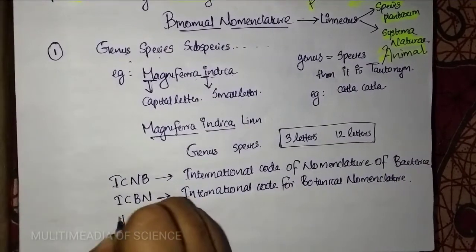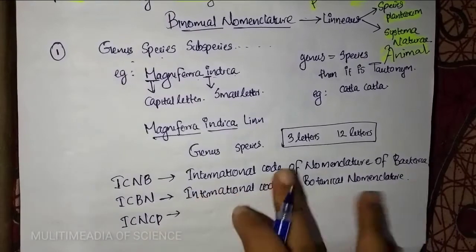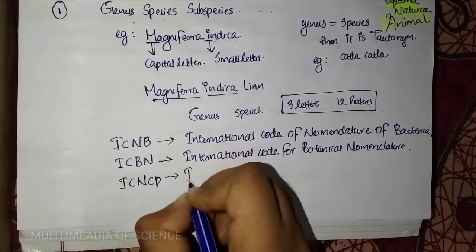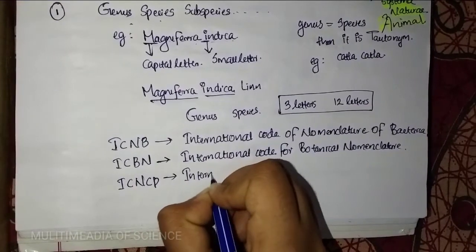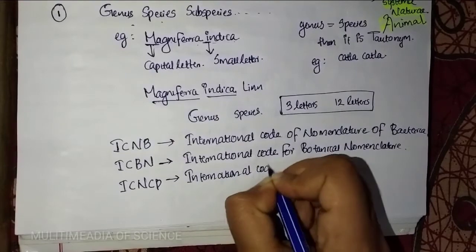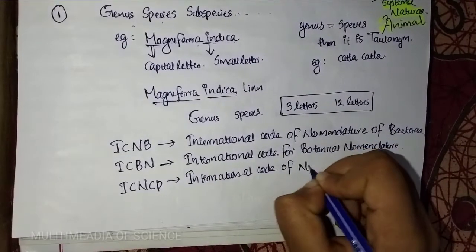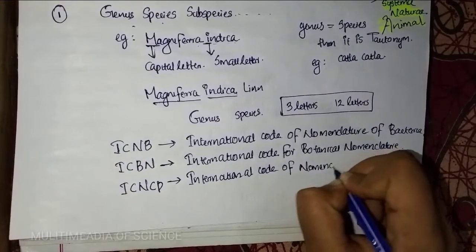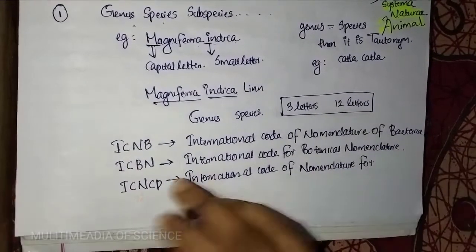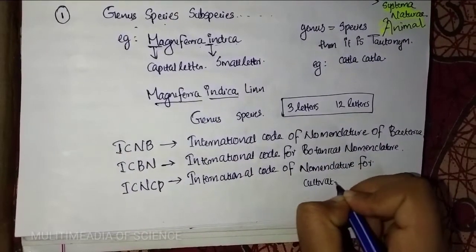Next is ICNCP. What is that? International Code of Nomenclature for Cultivated Plants. CP, Cultivated Plants.